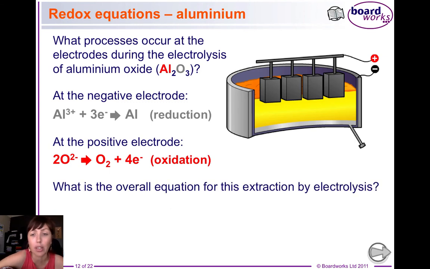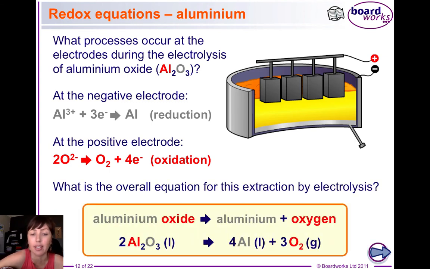So what is the overall equation for this extraction by electrolysis? Aluminum oxide yields aluminum plus oxygen. And you see here that's 2Al2O3, that's the aluminum oxide, and it's in its liquid form, yielding 4Al plus 3O2. And you can see that aluminum is liquid, and it's being attracted to that cathode at the bottom of the electrolytic cell, and then the O2 is being released as a gas.